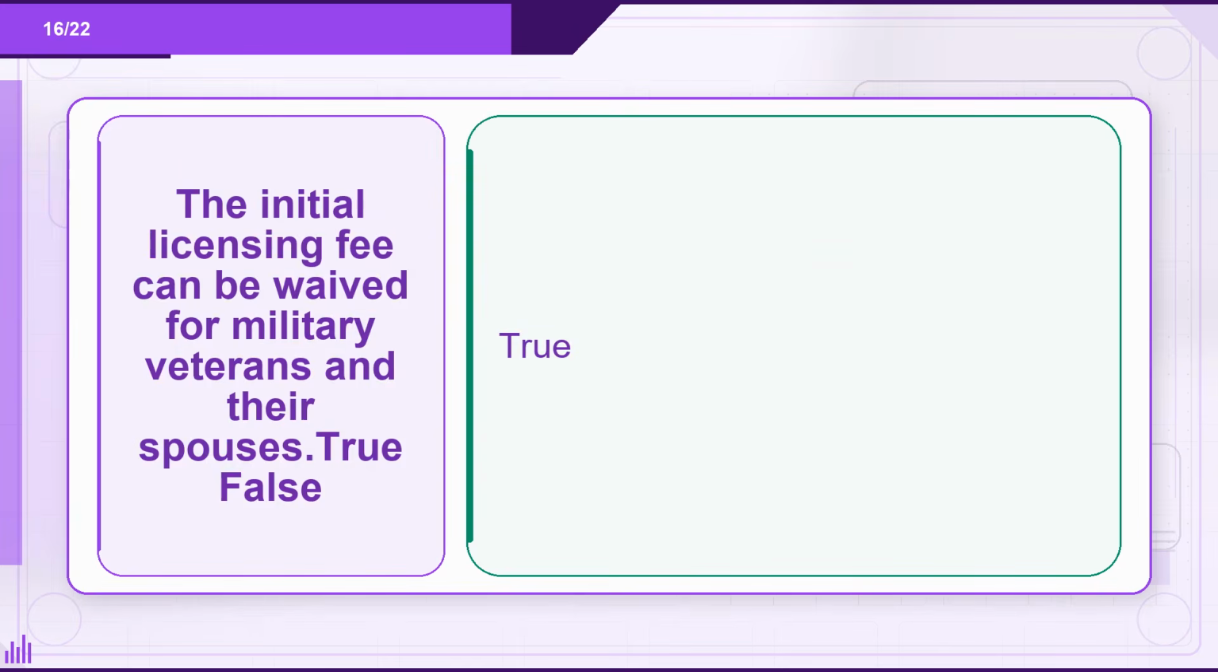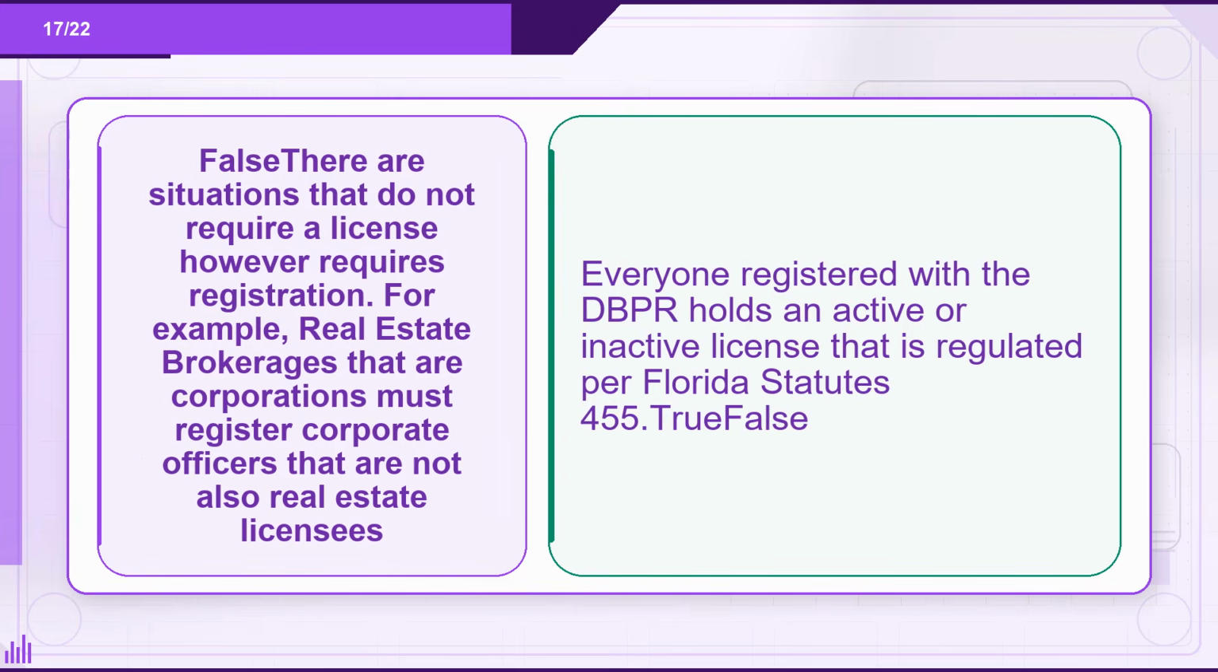Flashcard 16. Term: the initial licensing fee can be waived for military veterans and their spouses. True/false. Definition: true. Flashcard 17. Term: false. There are situations that do not require a license however require registration. For example, real estate brokerages that are corporations must register corporate officers that are not also real estate licensees. Definition: everyone registered with the DBPR holds an active or inactive license that is regulated per Florida statutes 455. True/false.